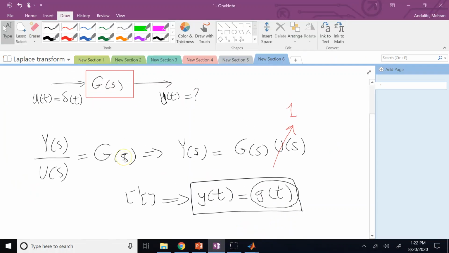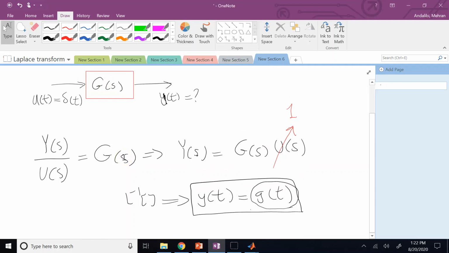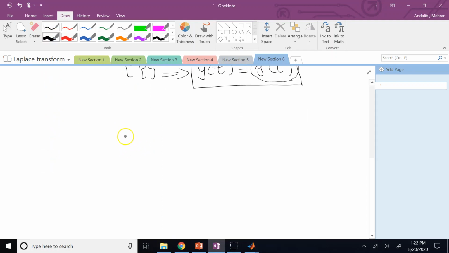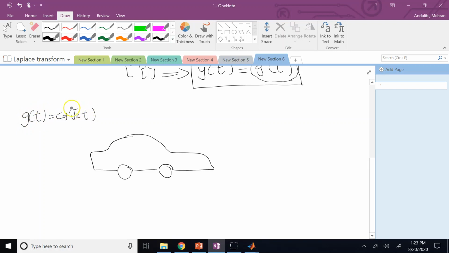And you might wonder, what does impulse mean in the physical world? It means a shock. So if this is a car, or an object, a mass, anything with that transfer function. So it's a car. And that g of t that you had, which was cosine of square root 2t plus square root 2 over 2 sine of square root 2t, what does that mean?